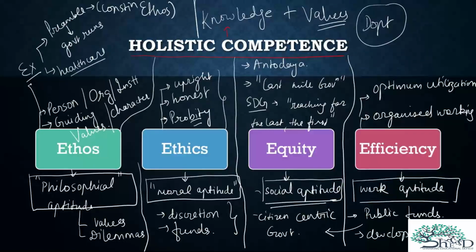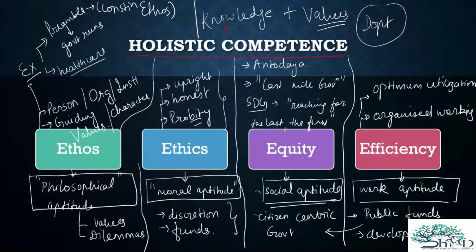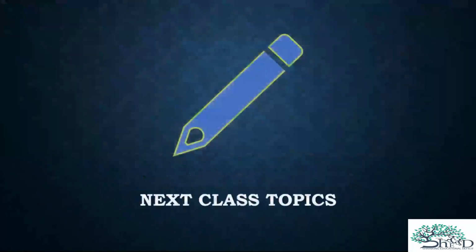We saw the holistic competence. It's a keyword which is given by the DOPT committee also. So ethos, ethics, equity and efficiency, we understood each of them. We saw examples, we saw what they include. Do remember that you don't need to remember all of them, but some of them. Or at least it would be good if you remember this diagram. So we saw ethos, ethics, equity and efficiency. In the next class we are going to see the values and remaining topics.